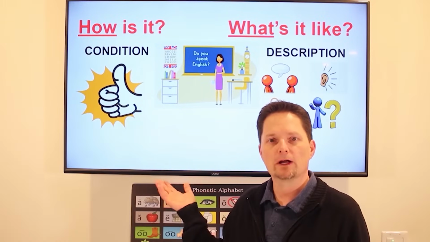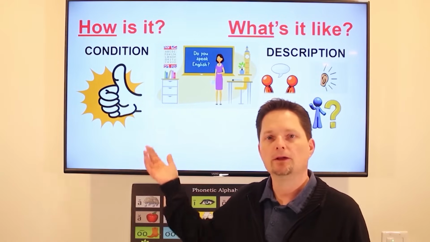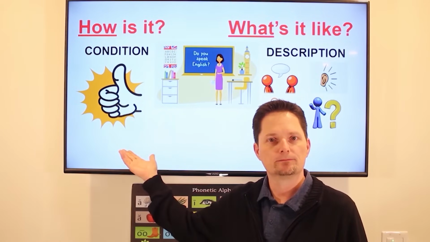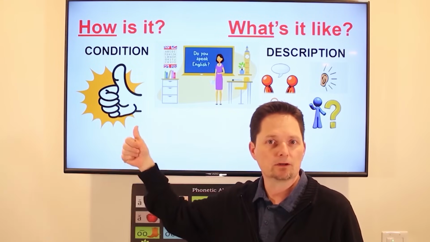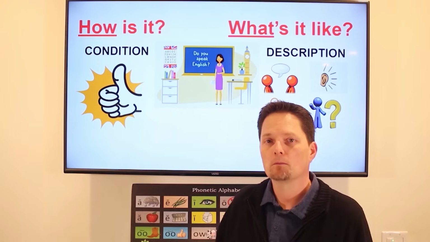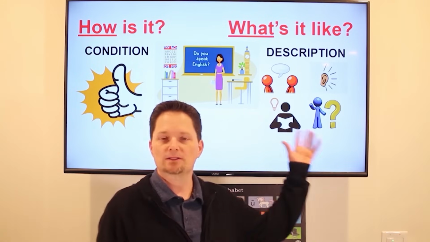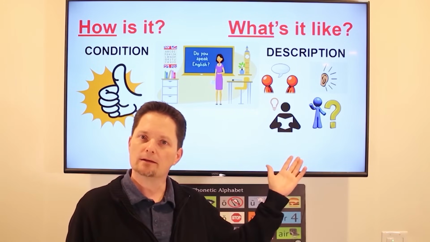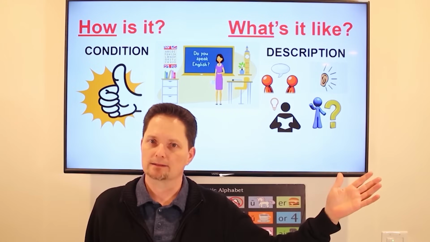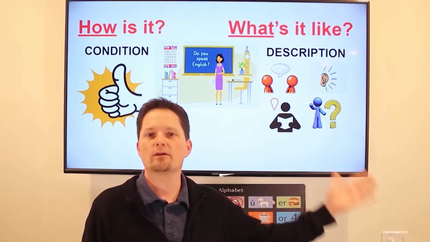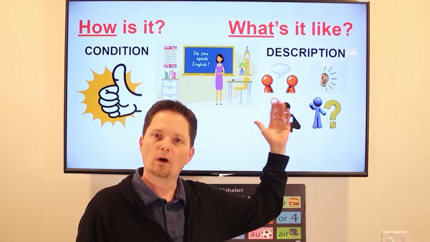So, if your friend is in a new English class and you ask the question, how is it? That's a question for good or bad. Do you like it? Is it good? How is it? But if you want more information, you ask the question, what is it like? And they answer, description. It's a big class. It's a small class. The teacher's very nice. More information. Ask the question, what is it like?